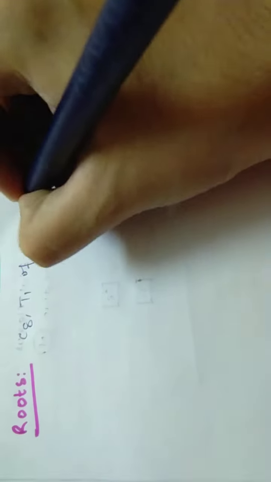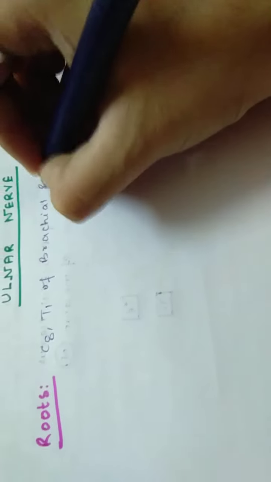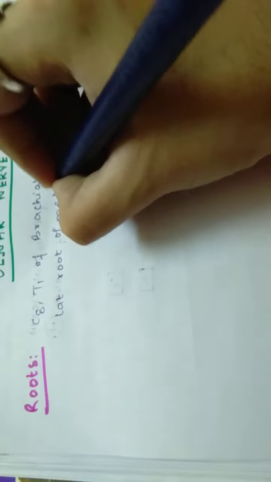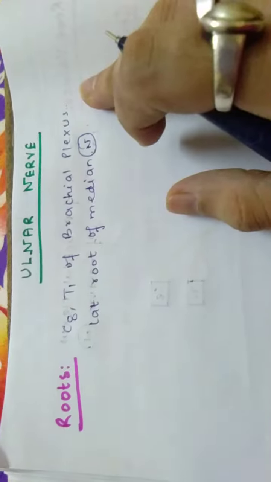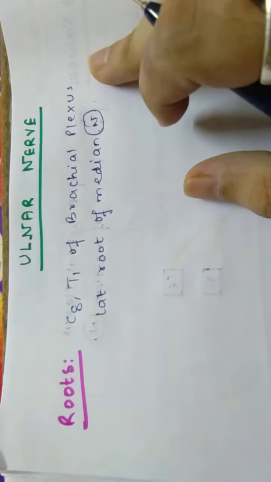of brachial plexus. So from which root? Lateral root of median nerve. So this should be the answer for the roots related to the ulnar nerve, right?